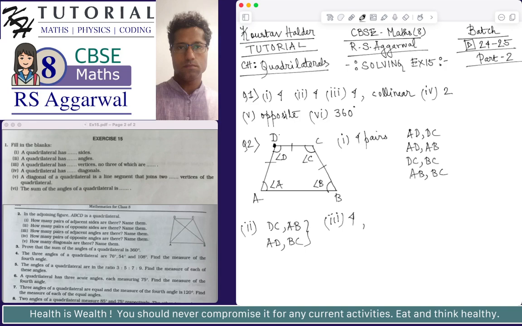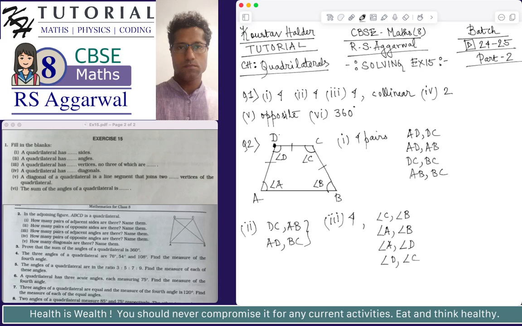Let's name the adjacent angles. Angle C and angle B are a pair of adjacent angles. Angle A and angle B are another pair, as vertices A and B are the endpoints of the side AB. Similarly, if we consider the side AD, its endpoints are A and D, so we have angle A and angle D as another pair of adjacent angles, and finally we have angle D and angle C.